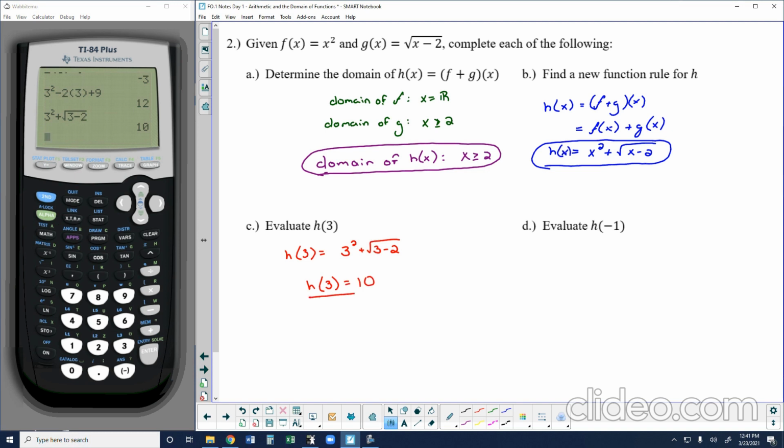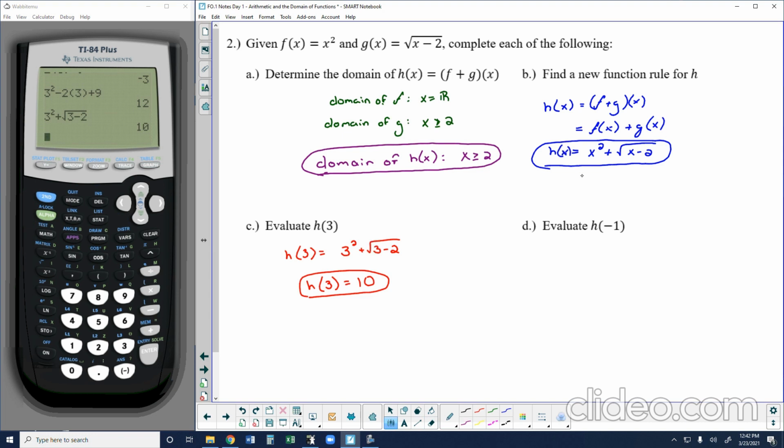Now again, you could have done this differently. You could have first found f of 3 and then added that to g of 3. So f of 3 is 9. g of 3 would be the square root of 3 minus 2. And so you'd have 9 plus 1, and you'd end up getting 10. So you can evaluate the functions individually and then add them together, or you can use the function rule for h of x to evaluate. Either way will get you to the same answer.